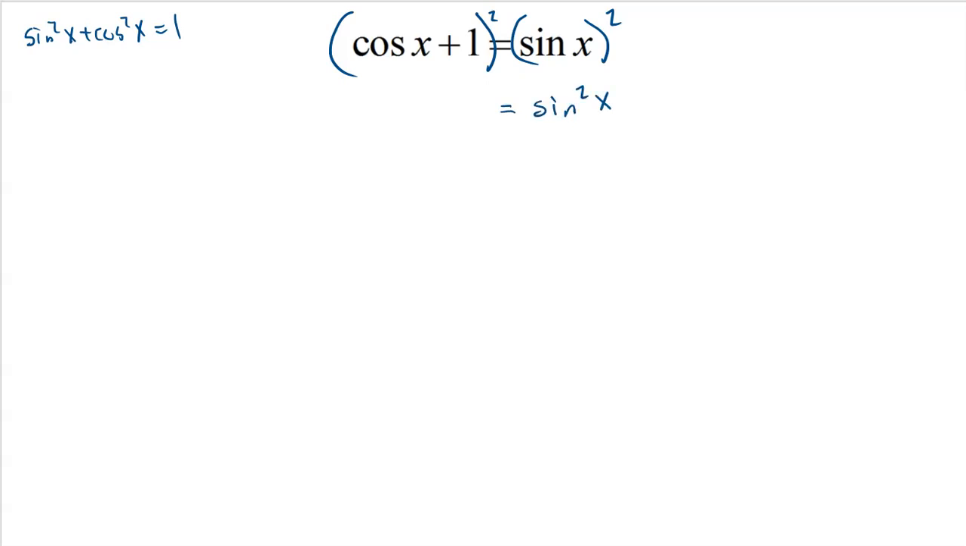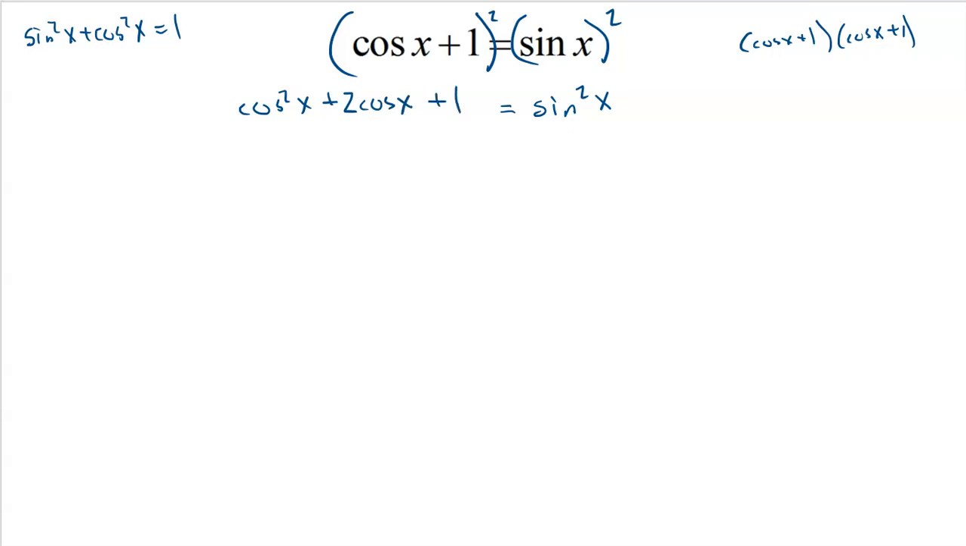On the left-hand side, I have to think, off to the side here, what's cosine of x plus 1 times cosine of x plus 1. So let's see. On the first, I'm going to get cosine squared of x. Outside's a cosine of x, inside's a cosine of x. I'm going to get a 2 cosine of x in the middle. And then I'm going to get a plus 1 on the outside.